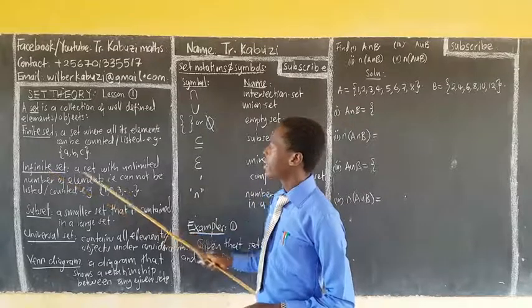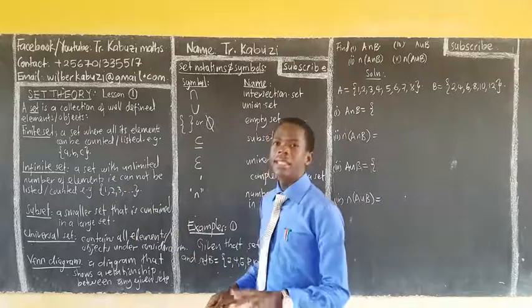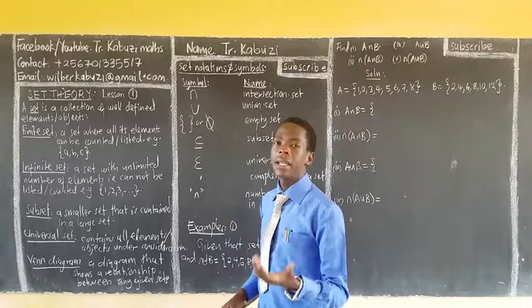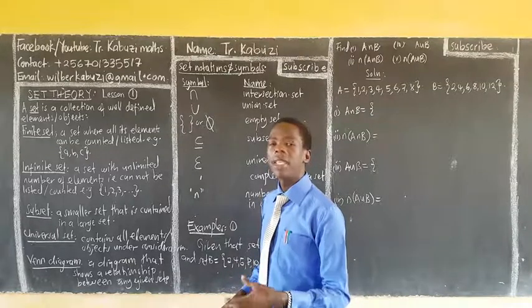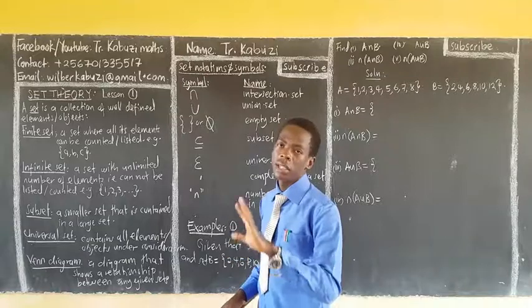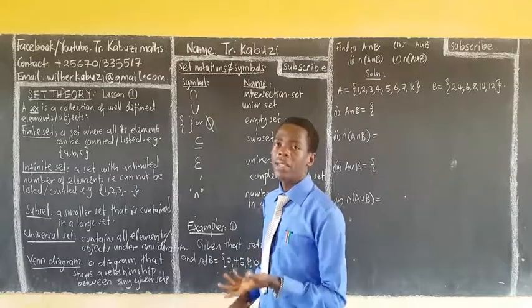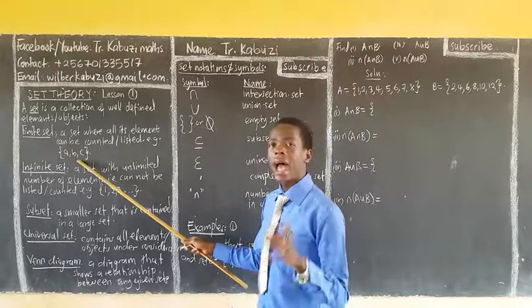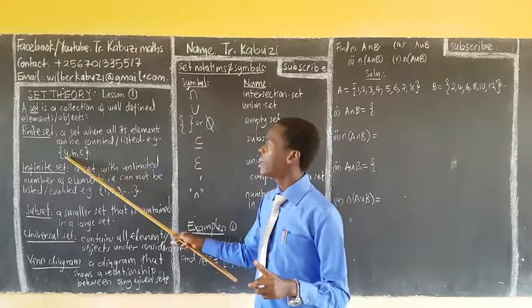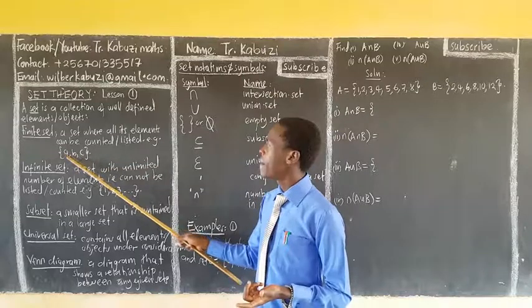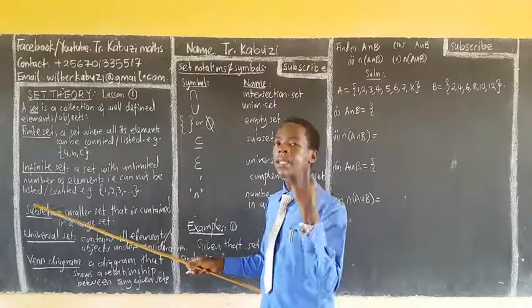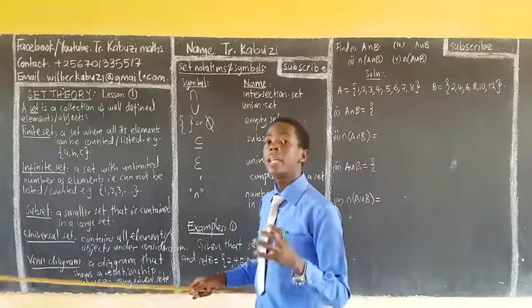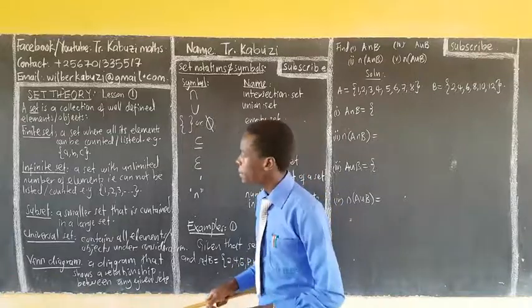Then an infinite set is a set with an unlimited number of elements, so you cannot count the elements in it. For example, a set of even numbers is so many that you cannot count them, so we call it an infinite set. But when they tell you a set A, B, C, this one has specific elements, defined as A, B, C. You can count them, and there are 3 elements. But for infinite, you can never count them because they go on to infinity.